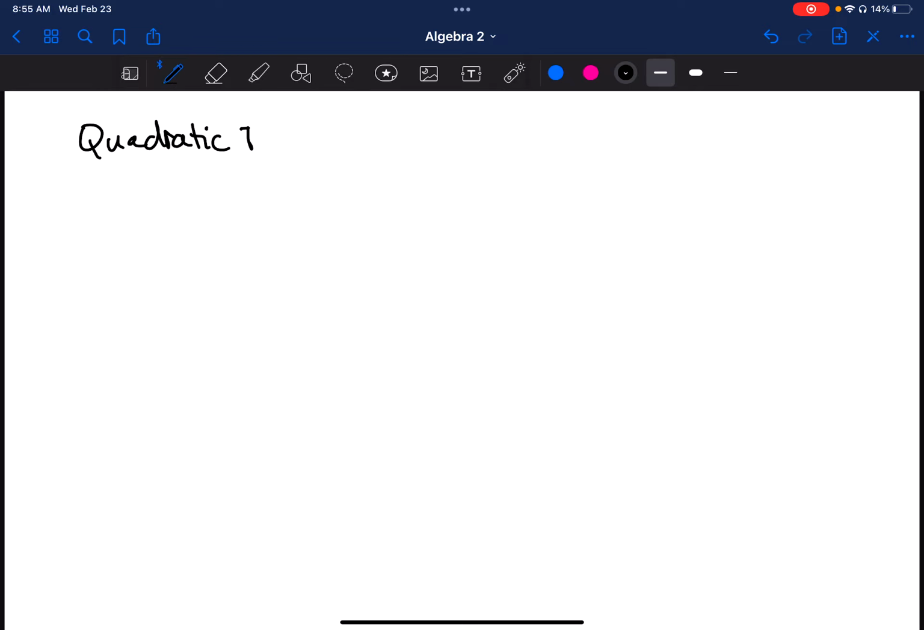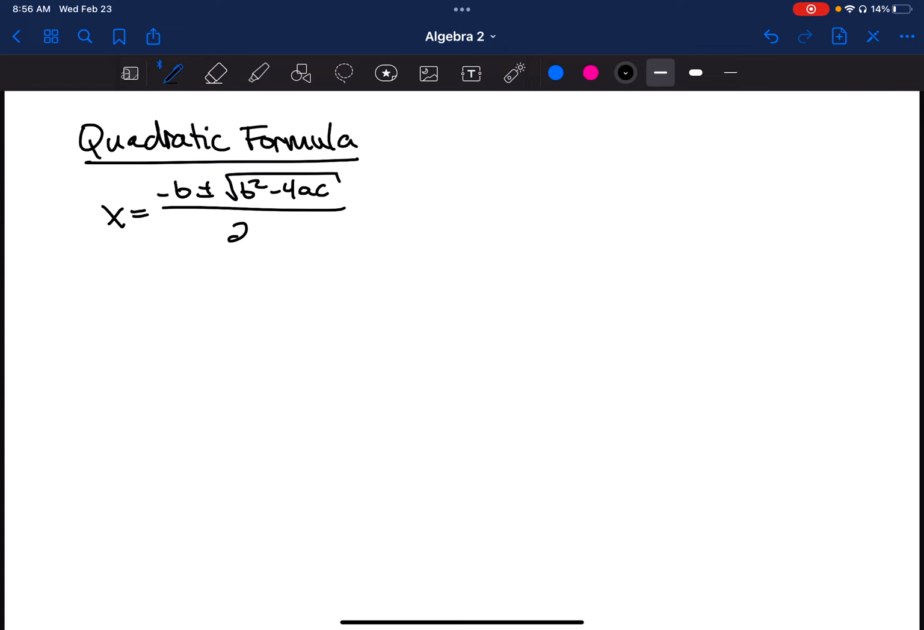The quadratic formula is x equals the opposite of b plus or minus the square root of b squared minus 4ac, divided by 2a. Memorize it. You have to know it. There's zero excuse for not knowing it.